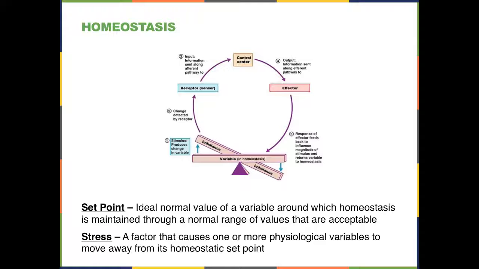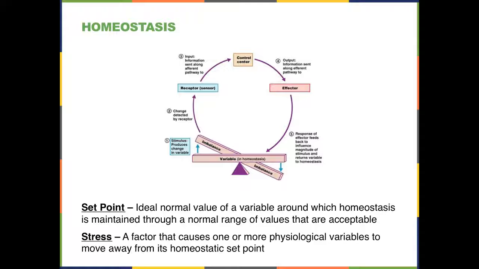Now, the factor that causes the physiologic variable to move away from its set point is known as a stress. So let's say we take someone and put them in a freezer. Well, the stress there is the cold atmosphere, the cold environment. And this will act on the body temperature and try to move it away from that set point of 98.6.